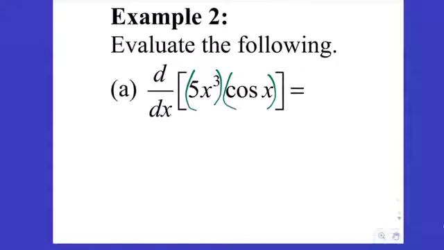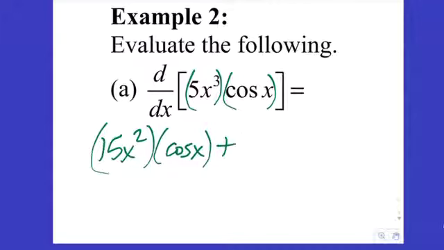So now two factors means we're going to end up with two terms, one at a time. The derivative of the first factor I always take first. That's 15x squared times the second one gets rewritten, plus 5x cubed gets rewritten times the derivative of cosine, which is negative sine.